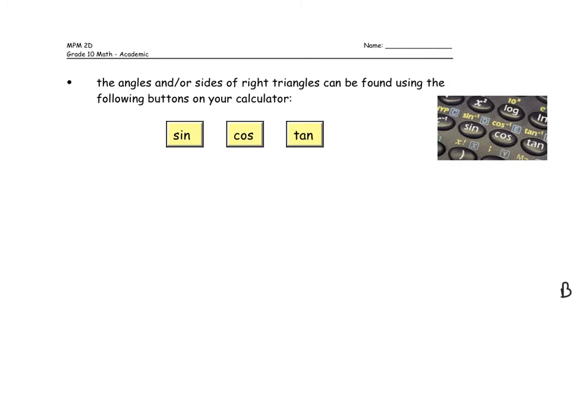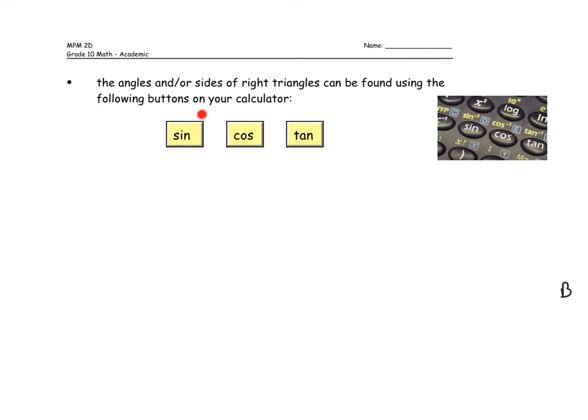So now that we've talked about how to label the sides of the triangle appropriately, we're going to get into how to use the sine, cos, and tan functions that are the center of trigonometry and to incorporate that into our problem solving. So as I mentioned, the angles or sides of a triangle can be found by using the sine, cos, and tan buttons on your calculator. They're going to look something like that.